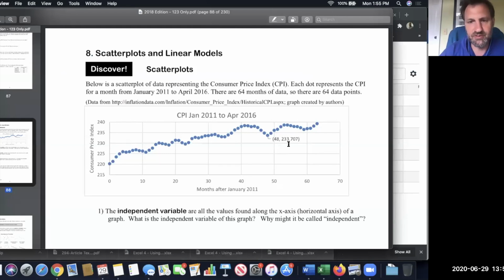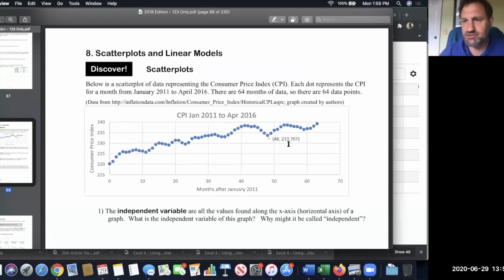Bingo. All right, so they start with some information about the consumer price index. This is a scatter plot. I think we're going to do an Excel assignment about scatter plots. That might even be the next one. Is it interesting? I don't know.